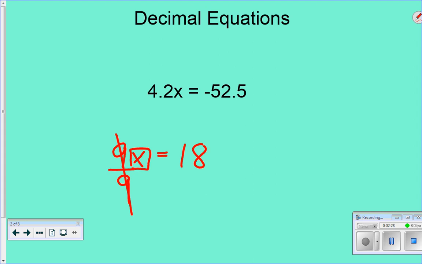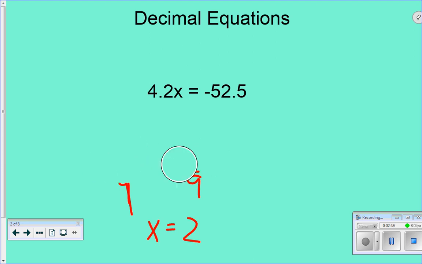Okay, I already got x by itself on one side. But what do I got to do on the other side? Divide by 9. So x equals 2. All right, so everybody can remember that. So now let's go work with those decimals up here. I have 4.2x equals negative 52.5. What's my first step?